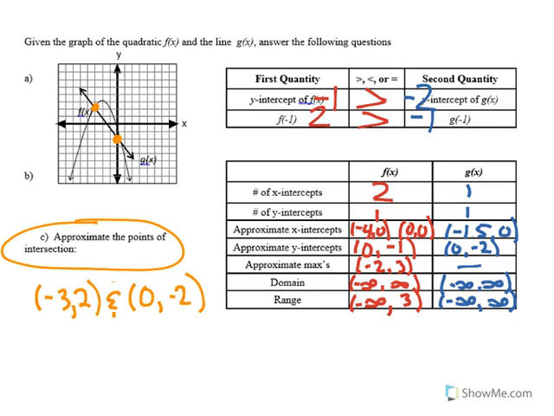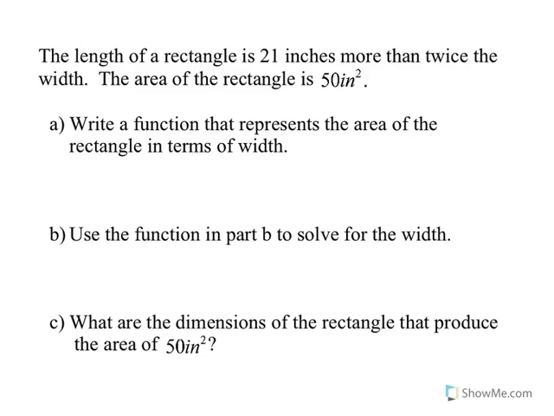We just have one more example, and that is it. You will officially be done taking your notes. All right, here we go. This is where we're going to make our tie into geometry to get you ready for next year. The length of a rectangle is 21 inches more than twice the width. The area is 50 inches squared. The first thing I would like you to do is draw a rectangle. Let's look at the information they gave us. The length of the rectangle is 21 more than twice the width. Well, do we even know what the width is?